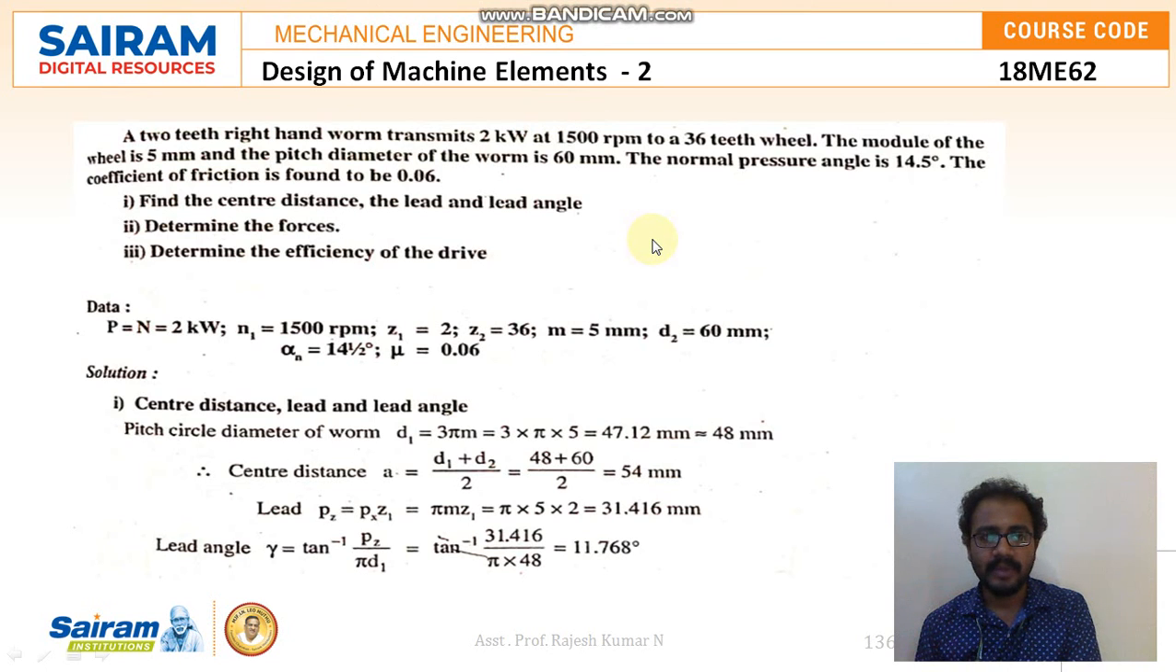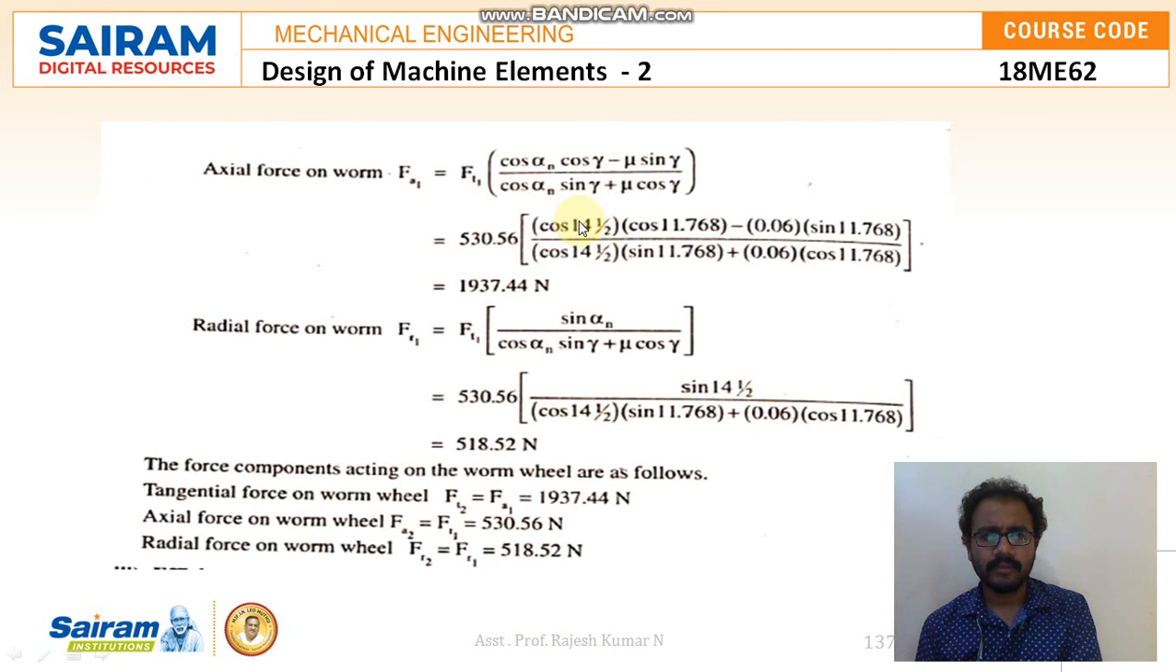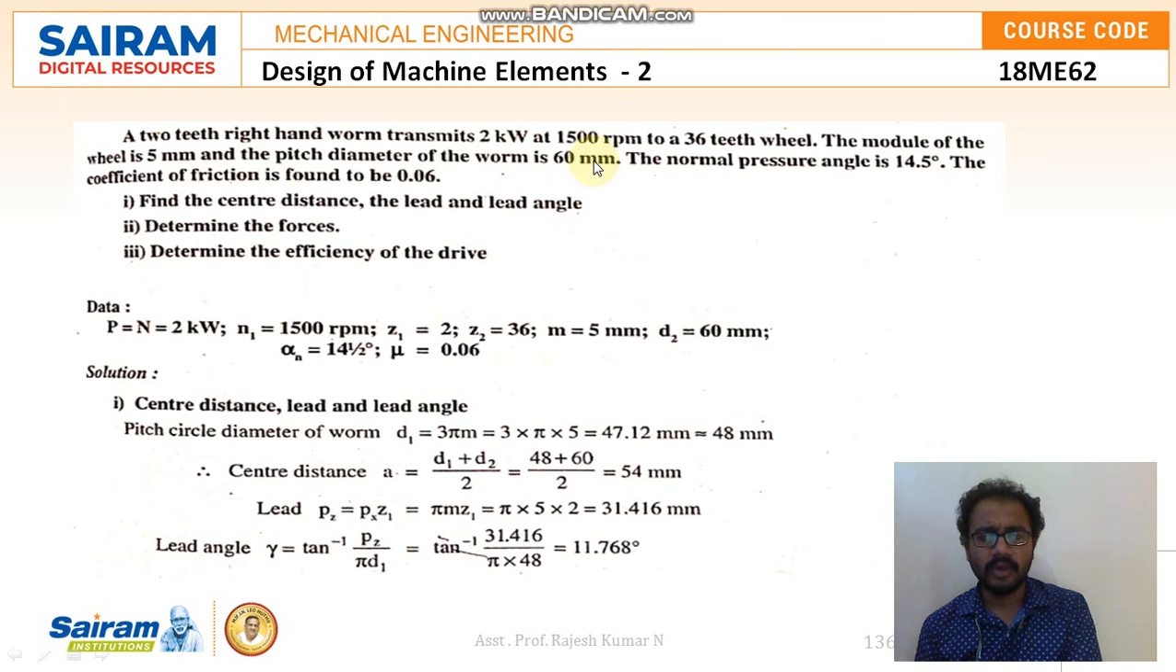Very simple problem. This also is taken from the same author V.B. Bhandari, and the book is Design of Machine Elements. A 2 teeth right hand worm transmits 2 kilowatt at 1500 rpm to a 36 teeth wheel. The module of the wheel is 5 mm and the pitch diameter of the worm is 60 mm. The normal pressure angle is 14.5 degrees. The coefficient of friction is found to be 0.06. So find center distance, lead and lead angle, forces and efficiency.